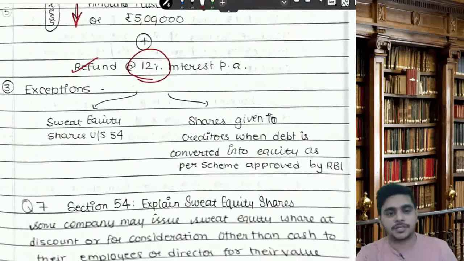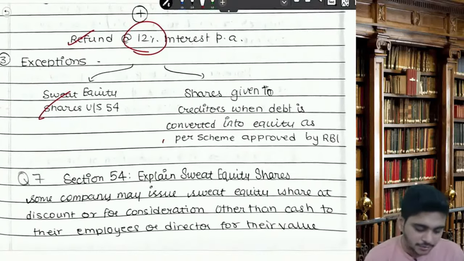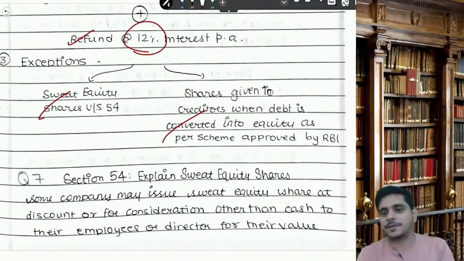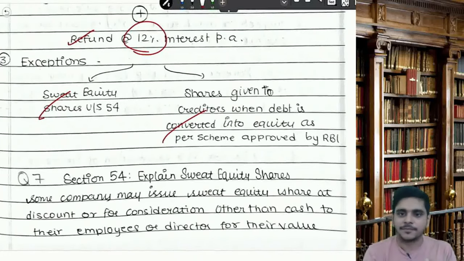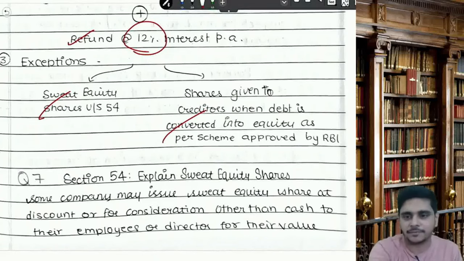Sir, a company can issue shares at discount in two cases. One, at the time of sweat equity shares. Other, when the shares are given to creditors, when the debt is converted into equity, as per the scheme approved by RBI. Clear? So two exceptions, it was asked in the exam.